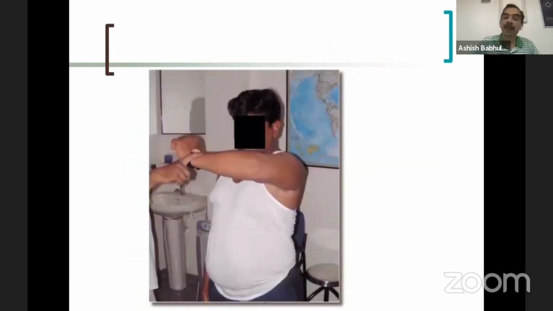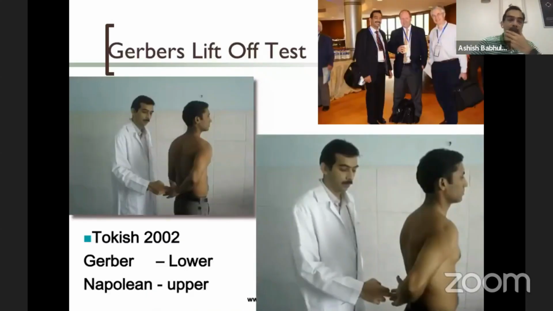But the better test for infraspinatus is this, because it fairly eliminates teres minor and you do it against gravity. And so this is called the Hornblower's test. There are 2-3 different ways of doing this, but for a PG examiner, you must use these 2 tests for infraspinatus as such.